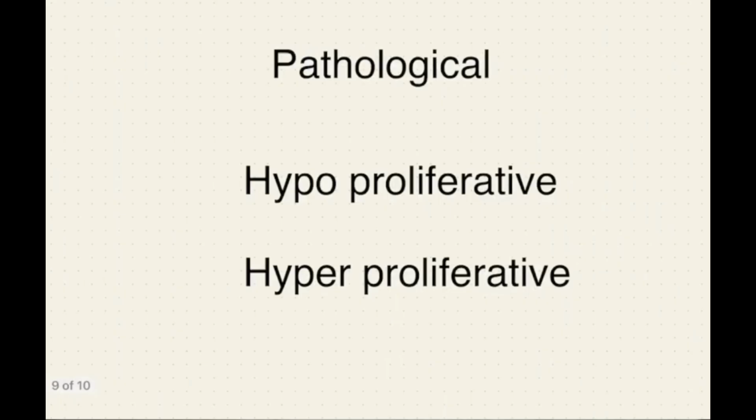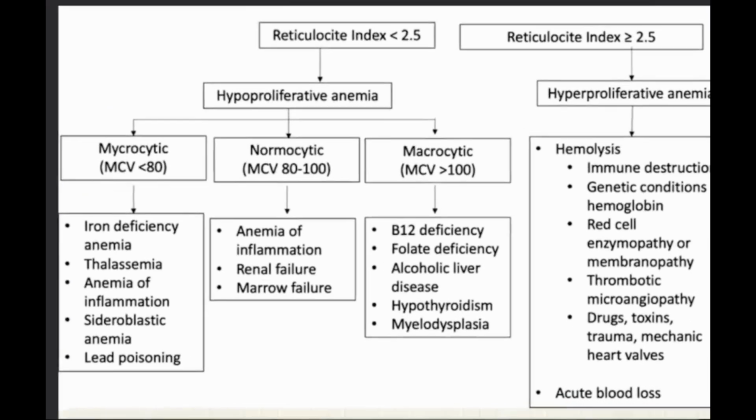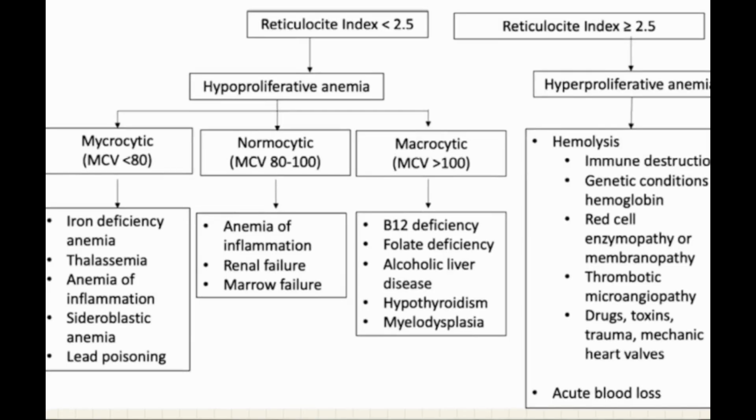transferrin. So we have discussed that pathologically you divide anemia into hypoproliferative and hyperproliferative. When the reticulocyte production index is less than 2%, it is hypoproliferative. More than 2%, it is hyperproliferative. Now to summarize the classification of anemia based on reticulocyte count: reticulocyte index less than 2.5, or less than 2, take it as 2, it is hypoproliferative. More than 2.5, it is hyperproliferative. Hyperproliferative anemia occurs in hemolysis, various causes of hemolysis. And in hypoproliferative, you get the nutritional anemias, and various types depending upon the MCV you divide into.